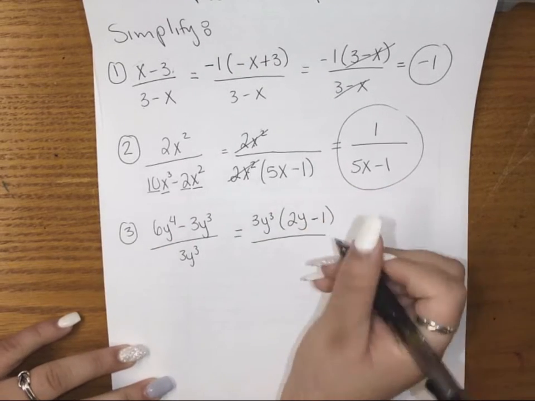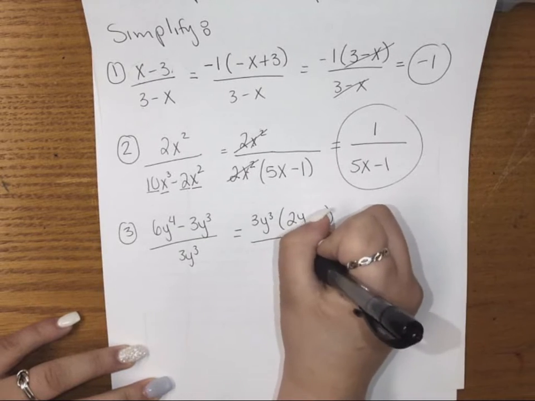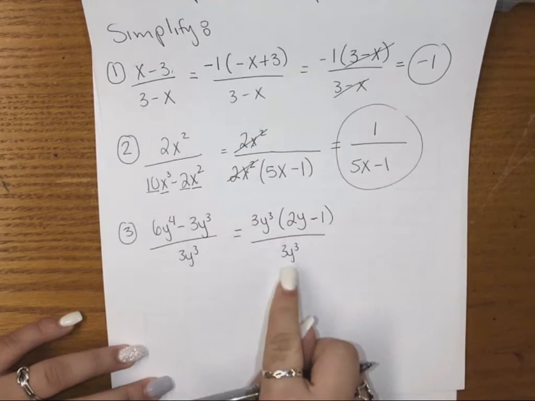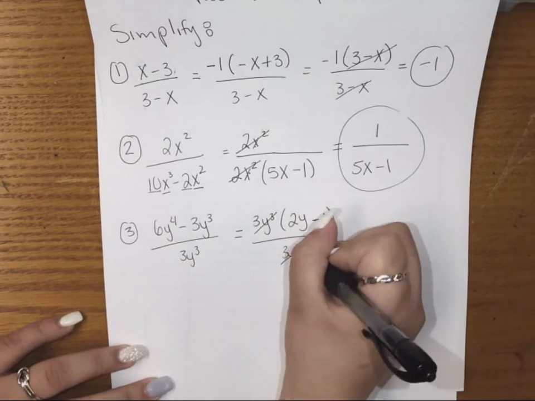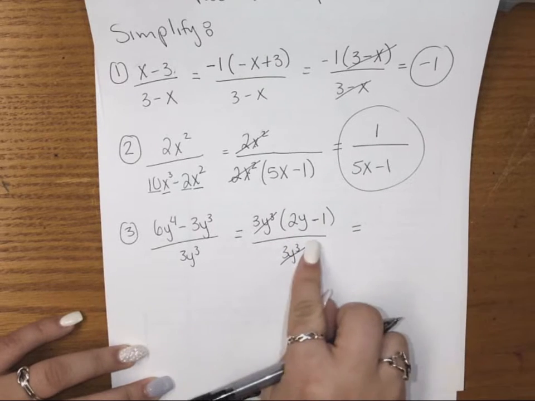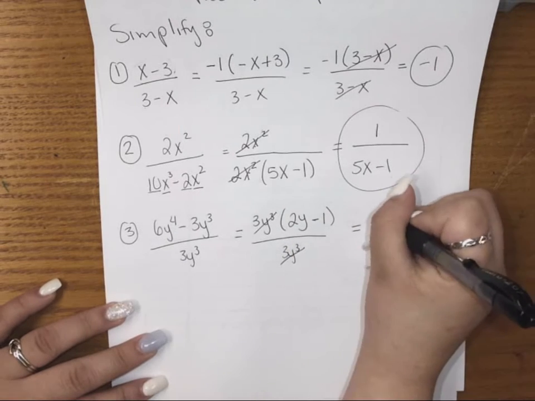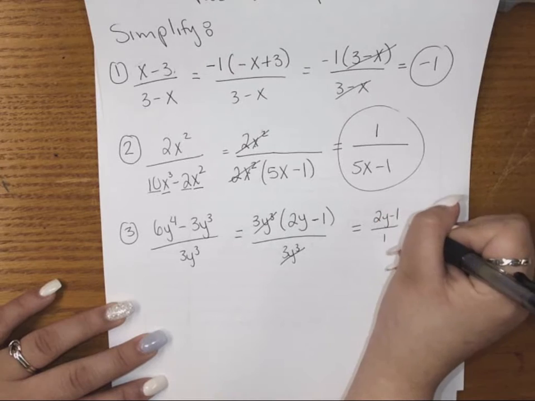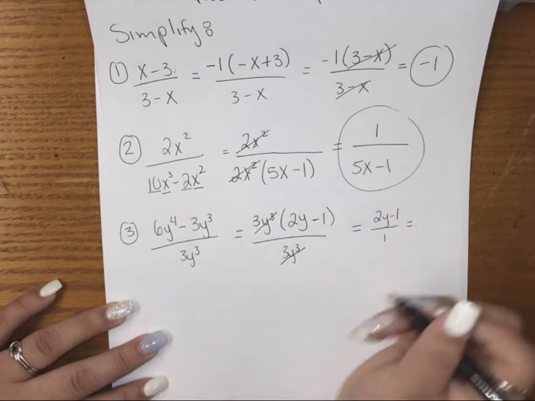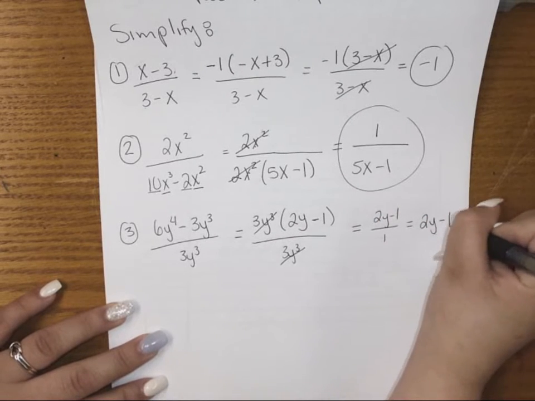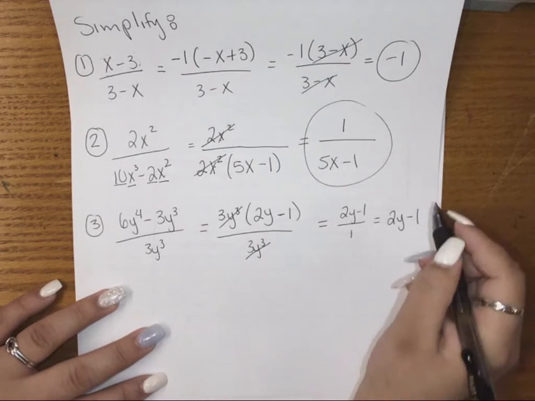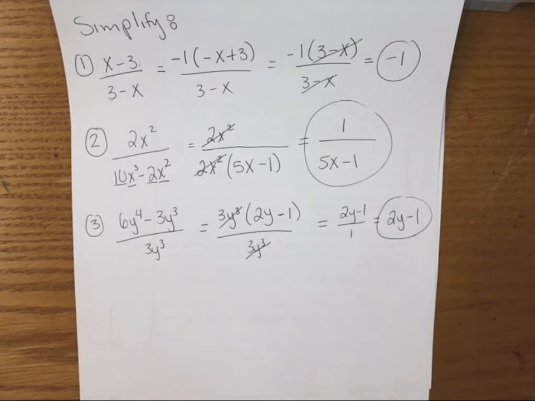So over 3y³, we have 3y³ on top and bottom, so we can go ahead and cancel those out. If everything cancels on the bottom, then you're only left with 1, but do we really have to show 1 as a denominator? We don't have to show it. So we can simply say this simplifies to 2y − 1.